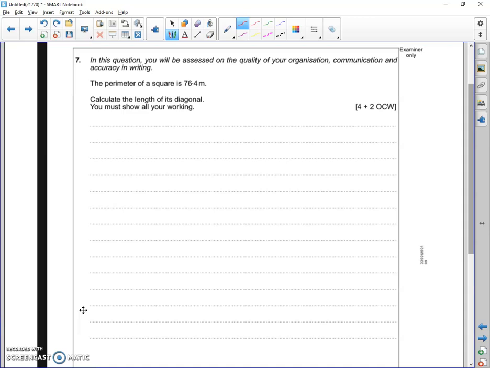Okay, in this question, you've got to do a bit of OCW, so just a couple of words here and there to say what you're doing. We've got a perimeter of a square is 76.4 metres. Well, it's the square, so all four sides are the same. So if we put something along the lines of one side equals 76.4 divided by 4, one side of the square is equal to 19.1 metres. It's not an essay, it's just being neat and tidy and saying what you're doing.